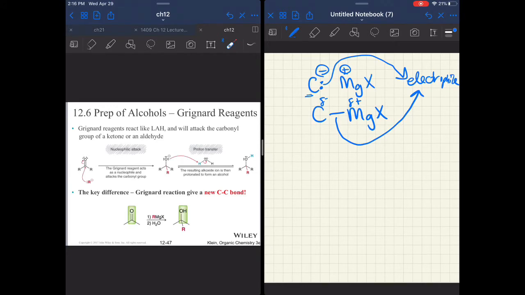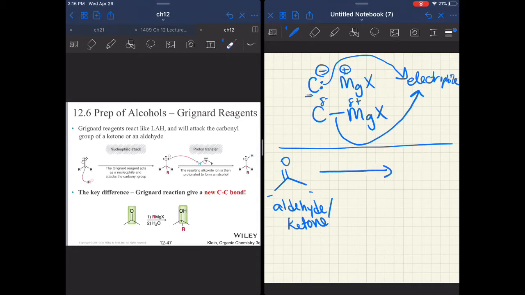Now, the overall reaction and mechanism. How are we going to use a Grignard? Your starting material, and let's start with aldehydes and ketones. Aldehydes and ketones behave the same way. So these can both be R groups, or they could be H's or an R and an H. It's a two-step reaction where you treat with your Grignard reagent.